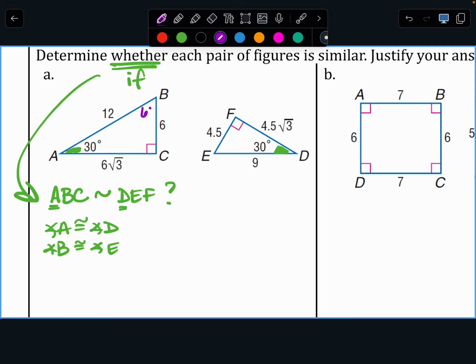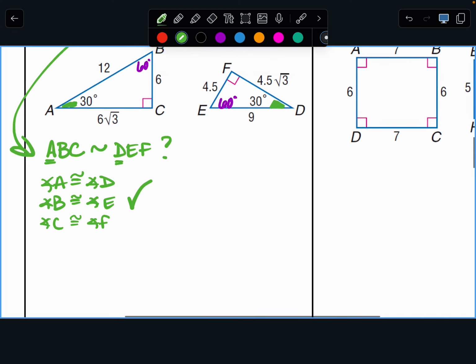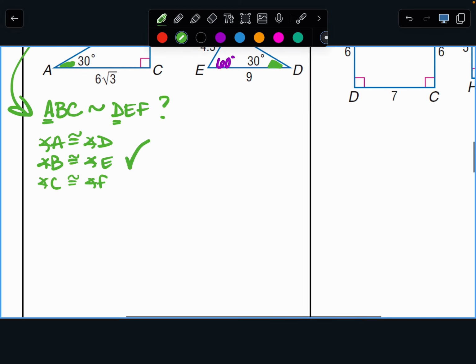So now I can say that B and E are the same because they're both 60. And then I can say angle C is congruent to angle F because they're both 90. So far, the first set of criteria matches. All of the angles are the same. So we're good. Now I have to look at the sides.